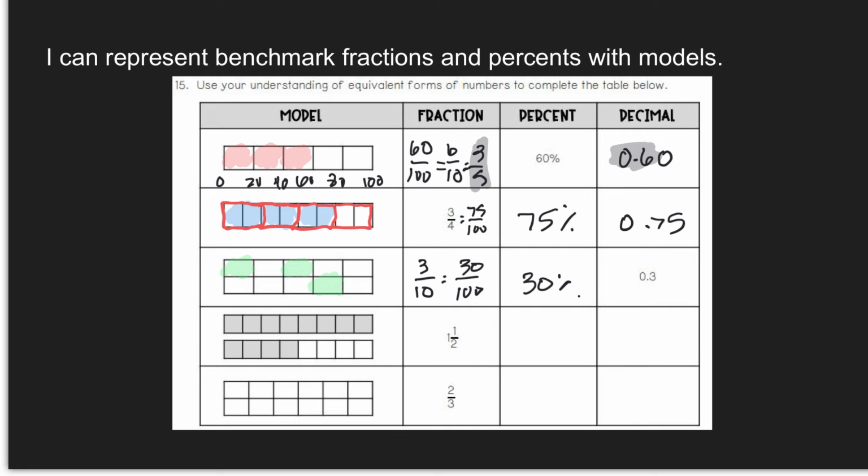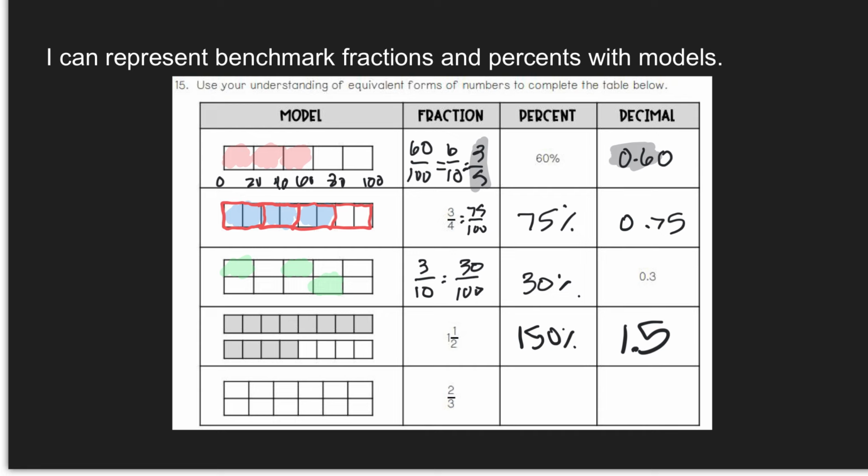Okay, we have 1 and 1/2. So I know that a half is 50% and 1 is 100%. So then I think for my answer, my percent anyway, would have 150%. And then for my decimal, 1.5 is just written 1.5. And then they already did the model for us. That was awesome sauce.